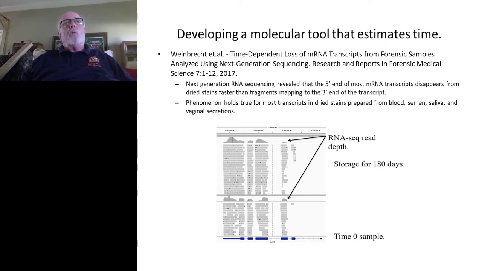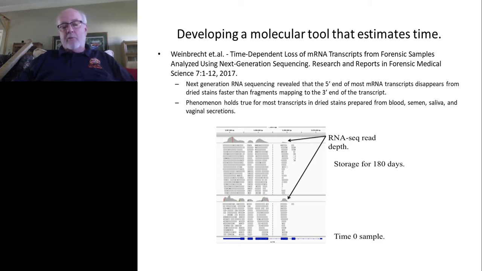And so we wanted to devise, using this RNA sequencing data, quantitative polymerase chain reaction assays, which are much cheaper, much more straightforward to perform in a forensic laboratory. Interestingly enough, in looking at the RNA sequencing data, we discovered that the sequencing read depth, which is an indirect measure of abundance, at the 5' end of the messenger RNA disappeared at a faster rate than the read depth at the 3' end of that message.